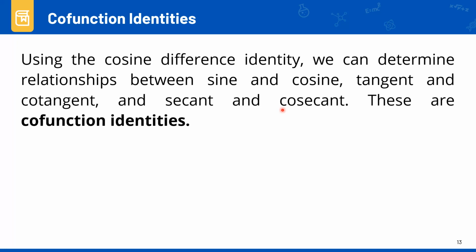Now, using the cosine difference identity, we can determine the relationship between the sine and cosine, the tangent and cotangent, and the secant and cosecant. These are what we call the co-function identities.